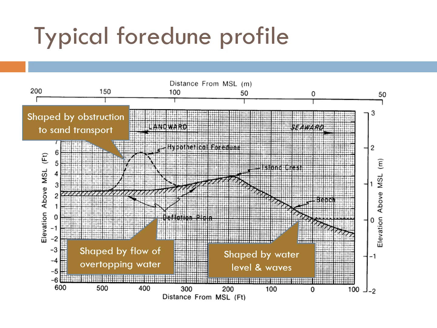This figure here shows the typical profile of a foredune, which is shaped by the obstruction to sand transport, such as vegetation, as we just mentioned. On the beach itself, the seaward part of the dune system typically is shaped by water level and waves, whereas beyond the crest, it is shaped by any overtop water that flows in the lee side.